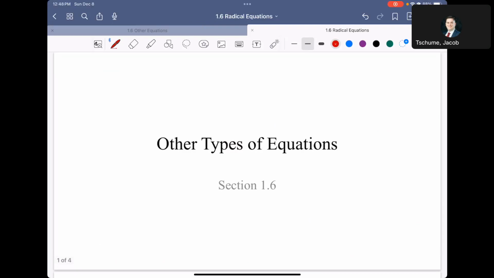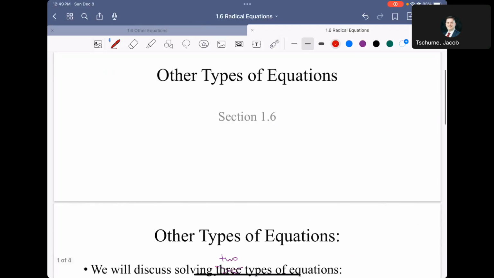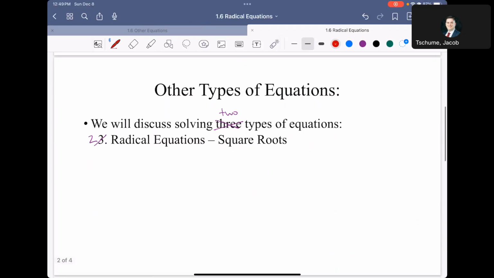All right, so in this video, we are going to wrap up section 1.6 in our section talking about other types of equations. And so, as I mentioned in the last video, where we did some weird factoring techniques that we don't see very often, the second thing we want to make sure we cover in this section is the idea of radical equations or square root equations.